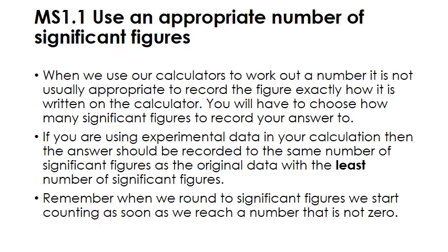They're easy marks to lose. So if you're using experimental data in your calculation, then the answer should be recorded to the same number of significant figures as the original data with the least number of significant figures. Sometimes you've got more than one piece of data, and you use the piece of data that's got the least number of significant figures. It's important to remember that when we round to significant figures, we don't start counting until we get a number that's not 0.